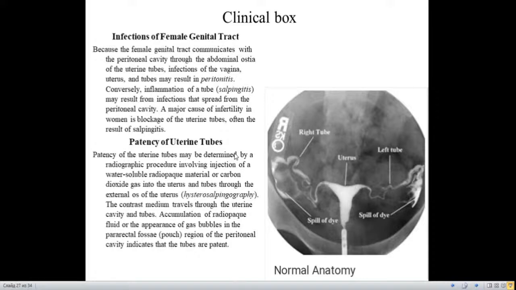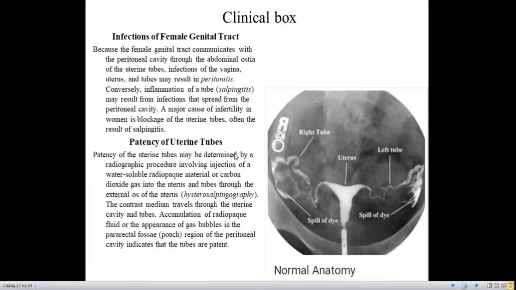Then one more very common method of assessment of the female reproductive tract, especially for patency of the uterine tubes, is known as hysterosalpingography. Remember, I provided you other names of female genital organs. Hystero means related to uterus, salpingo related to uterine tube, grapho recording. So actually, hysterosalpingography is a method of X-ray examination.